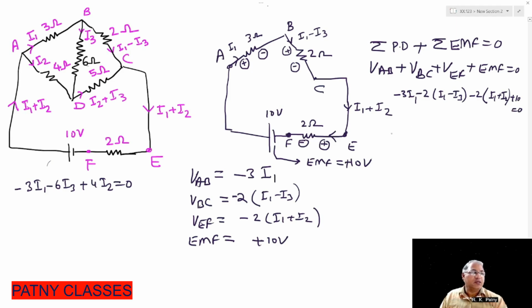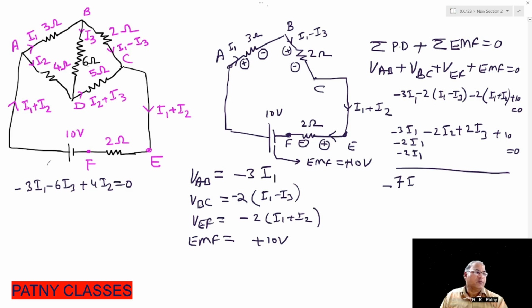We now simplify this. Minus 3I1 minus 2I1 and minus 2I1, then minus 2I2, then plus 2I3, plus 10 equals 0. That is minus 7I1 minus 2I2 plus 2I3 plus 10 equals 0. This is the algebraic equation for the loop A, B, C, E, F, A.